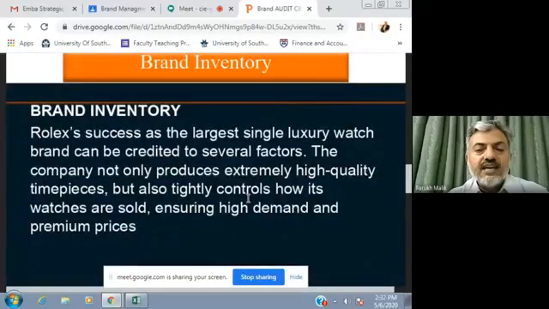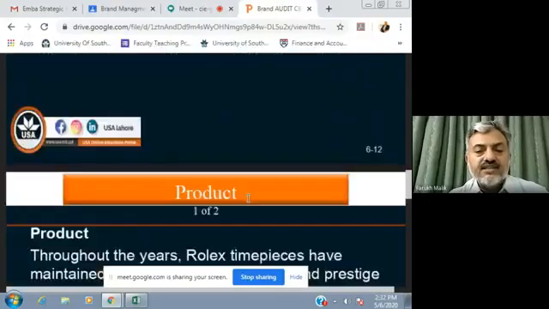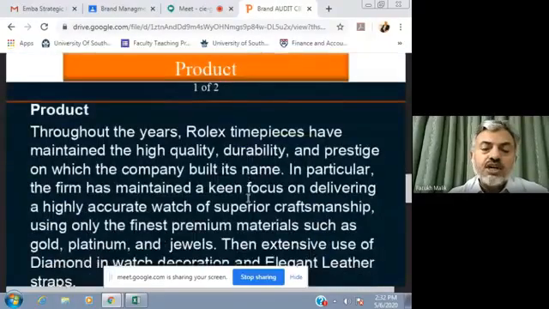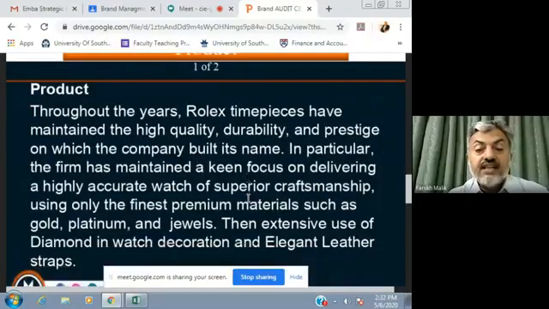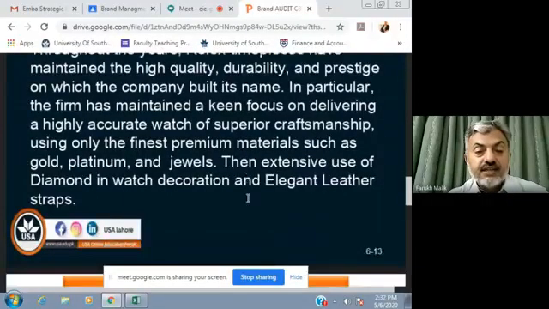focus on brand inventory. When you're focusing on brand inventory, Rolex's success as the largest single luxury watch brand can be credited to several factors, right? What is the product? How much pain do they take? What are their quality standards? What are their SOPs? How much importance do they assign while they're developing new products and while they're creating existing products, right?